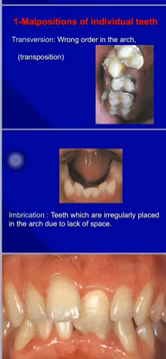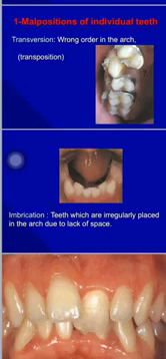Transversion: wrong order in the arch. Transposition: here we can see the canine replacing the first permanent premolar. The canine takes the position of the first permanent premolar, or the first premolar is in front of the canine in the arch or near the lateral.